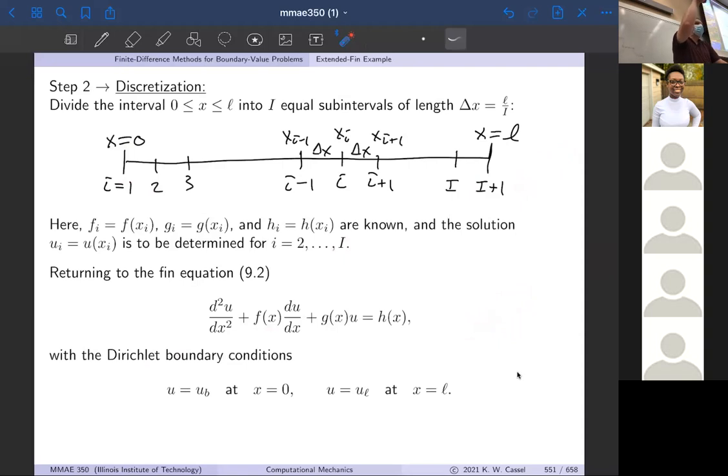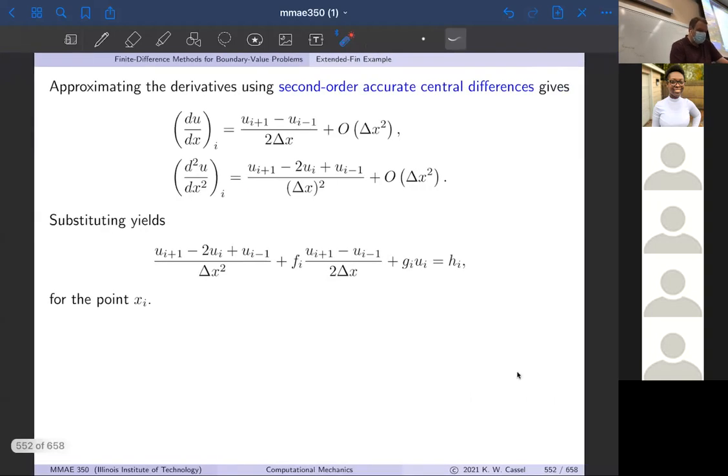Input to step 2 is the governing equation. The output of step 2 is a system of linear algebraic equations to solve. So that's what we're aiming for. Okay, so now we're going to discretize our differential equation. Well, I have first derivatives here, I have a du dx, and I have second derivatives, d squared u dx squared. So this is a finite difference method, so let's use finite difference approximations like so.